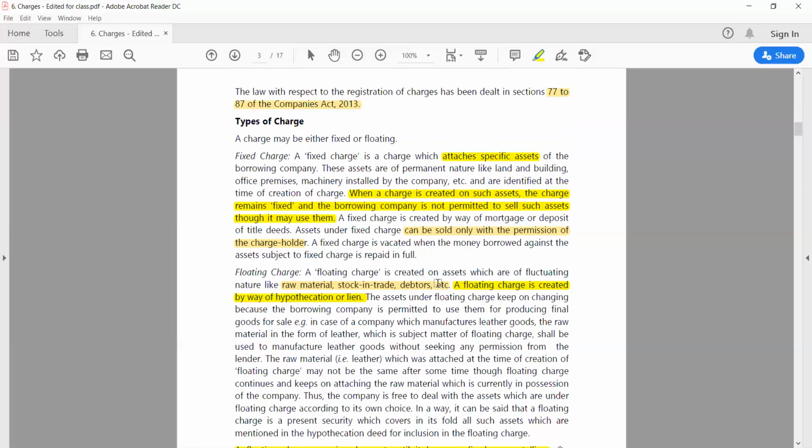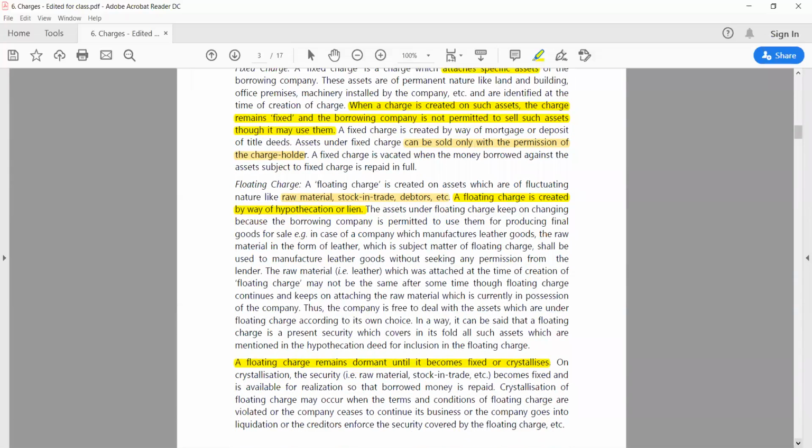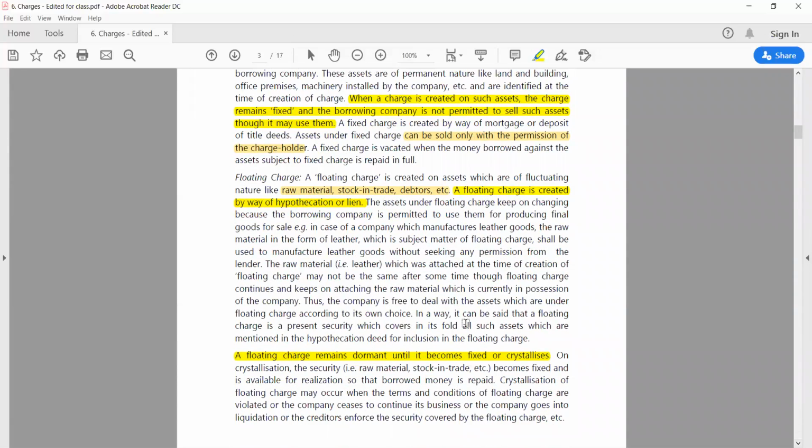Floating charge is created by way of a hypothecation or lien. When we talked about property, we spoke of immovable and movable property. Immovable property, we said, is a fixed charge. So they will ensure that land and building, premises, machinery, whatever, will not change the character of it. But where it changes the character, then it becomes a floating charge. So we need to be strong in seeing what is fixed, for what you will have to do a fixed charge, and for what you will have to do a floating charge.